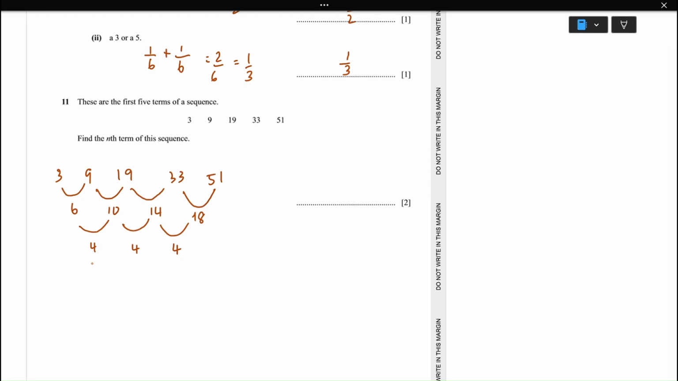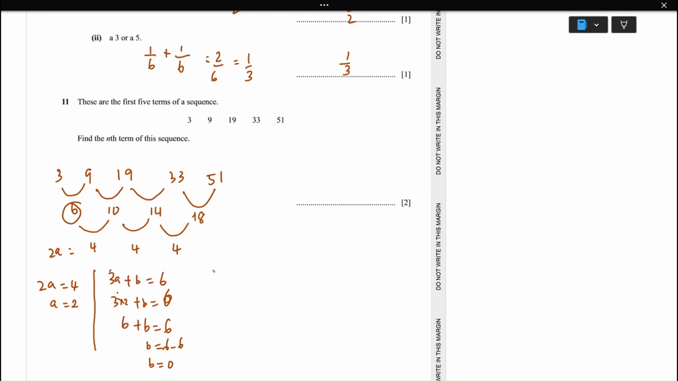So 2 steps, it's going to be quadratic. Okay, let's do the last part. 2a equal to this, so 2a equal to 4. So a equals 2. Okay, first part we are done. Now second, 6 is going to be 3a plus b. 3a plus b equal to 6. Second, first difference, which is 6 here. 3 times 2 plus b equal to 6. So 6 plus b equal to 6. So b equals 6 minus 6, b equals 0. Second part is going to be 0.